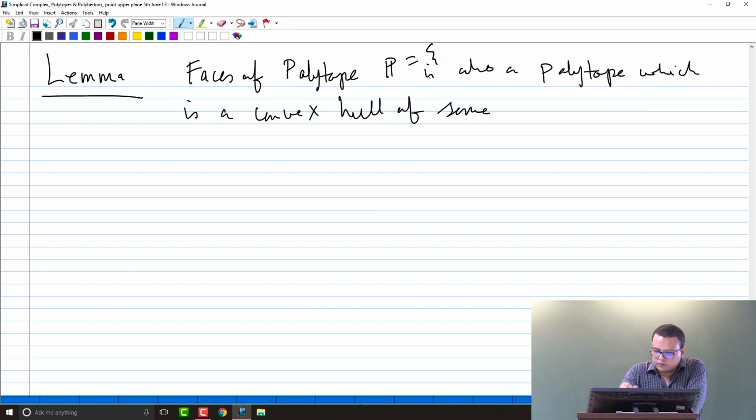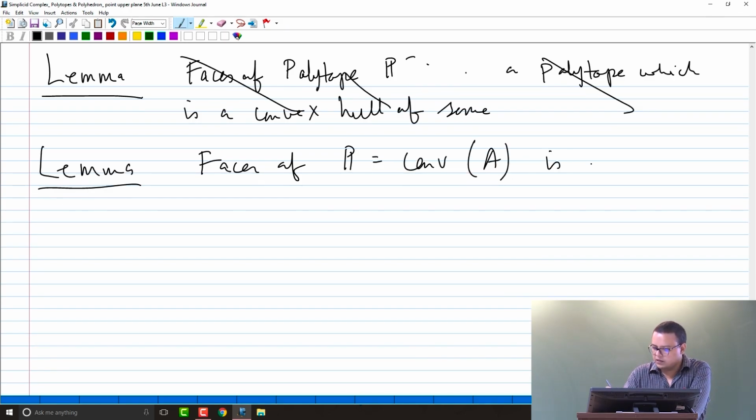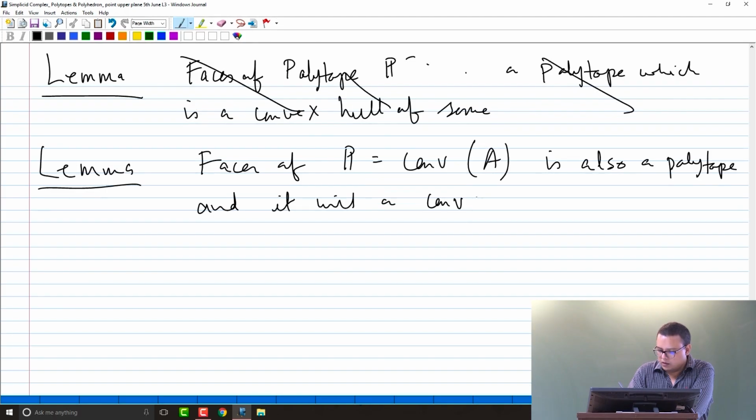So, let P be a convex hull of this set. Let me write it separately. Faces of P, which is, let us say, written as the convex hull of a finite set A, is also a polytope, and it will be a convex hull of some subset of A.